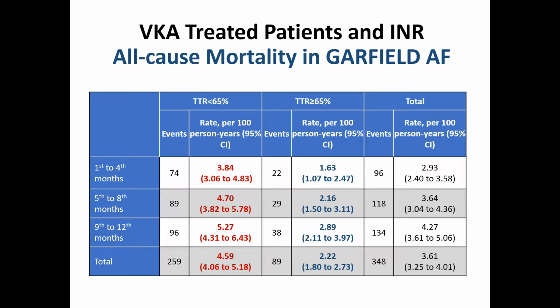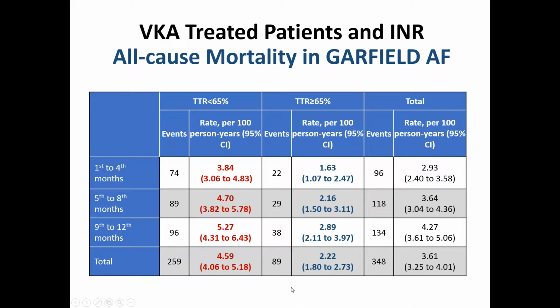So let's have a look at another set of data, this time from the GARFIELD registry. And now we're not looking at anticoagulated versus not anticoagulated, but looking instead at good anticoagulation versus poor anticoagulation. Now we're only looking at mortality. It happens to be divided into the first 4 months, etc. But here are the total figures at the bottom.